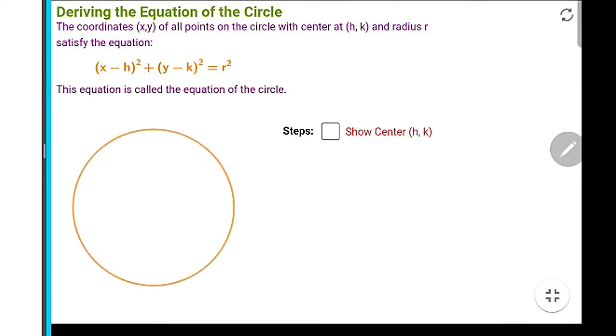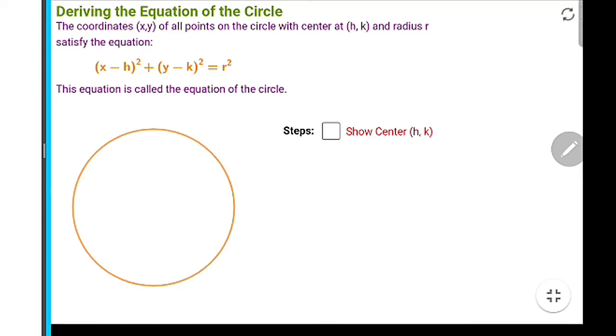The equation of a circle. Well, a circle is a set of points, and being that we can set it on a coordinate plane, we can describe all the points that lie on the circle using an equation. Okay, let's see how we can derive the equation for a circle.